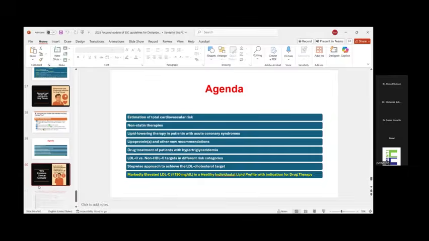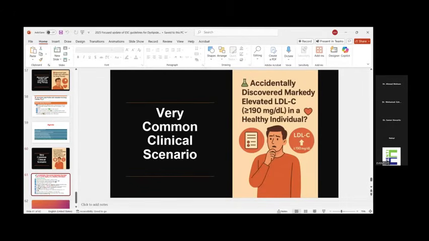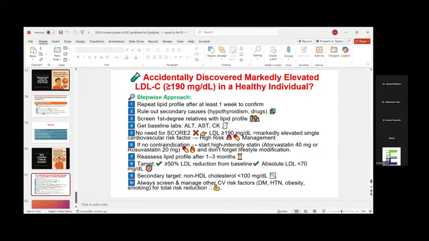And finally, this is a very common clinical scenario: what to do with an accidentally discovered markedly elevated LDL cholesterol level in a healthy individual. Let's adopt this stepwise approach. We will repeat the lipid profile after at least 1 week to confirm. We will rule out the secondary causes, as we have mentioned, the hypothyroidism or drug causes. Don't forget to screen the first degree relatives, get baseline labs, liver enzymes, and the total CK.